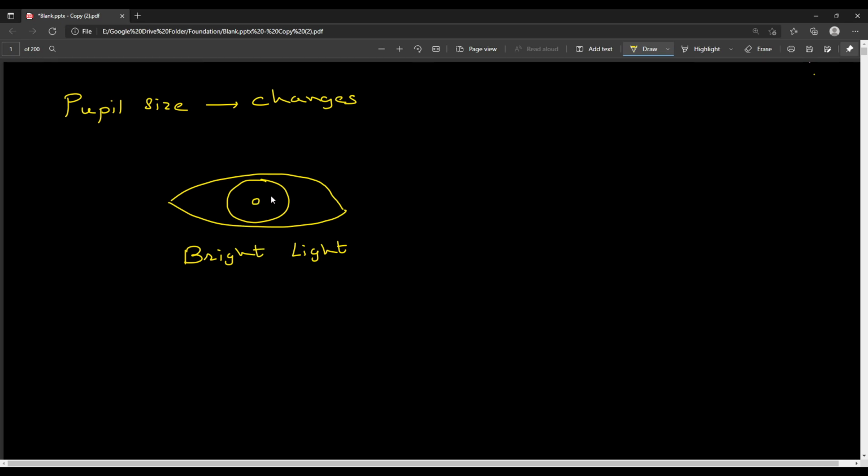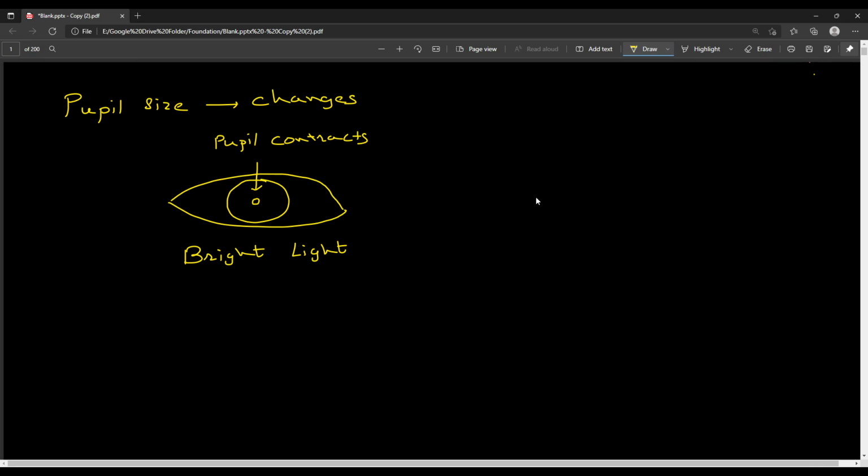So to protect our eye and not allow too much light to pass through, our pupil size reduces. Basically it contracts. As you can see, the pupil contracts. Why? So that the eyes can be protected and we can still see the objects. The light in this case is very bright, so we require only a little bit of light, and for that purpose we require contraction of the pupil.